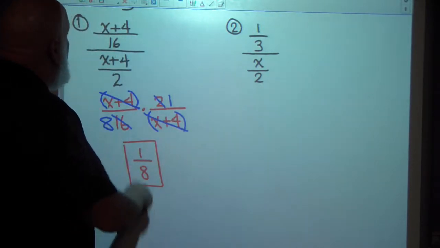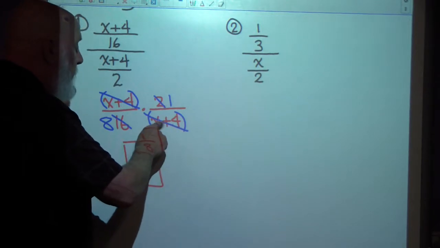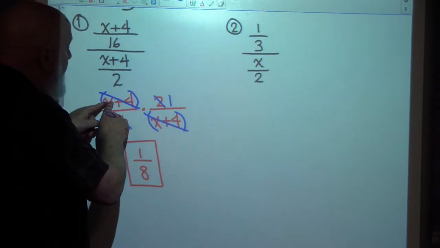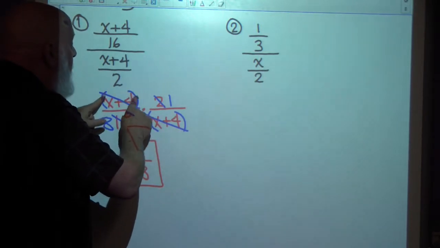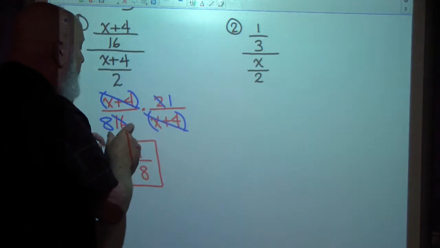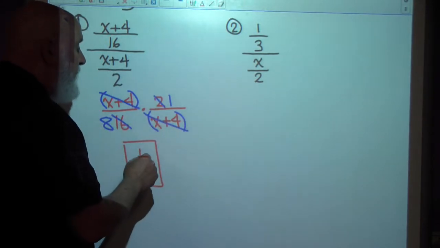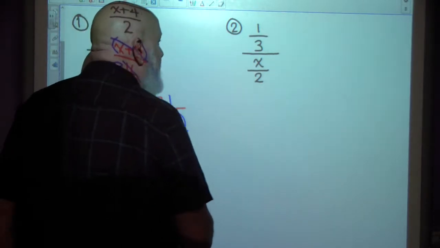But invert and multiply, cancel common factors. You cannot cancel across a plus or minus sign. This isn't x canceling x and 4 canceling 4. This is this entire quantity canceling this entire quantity. This times this makes them factors. This times this makes those factors, and you can only cancel common factors. Now let's take a look at another one here.